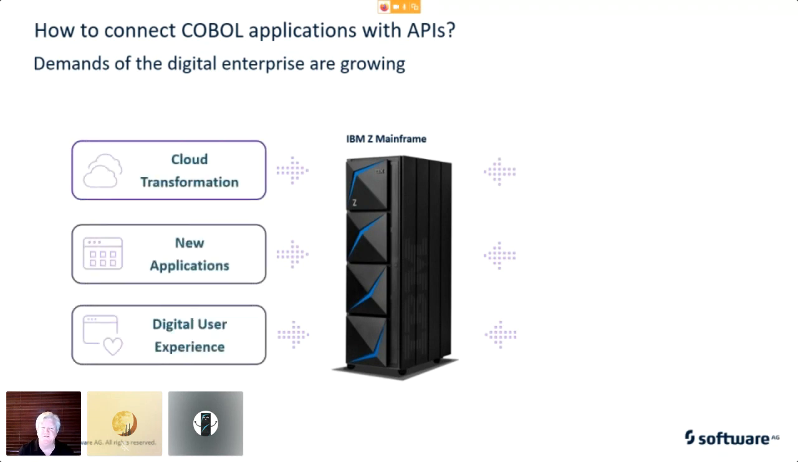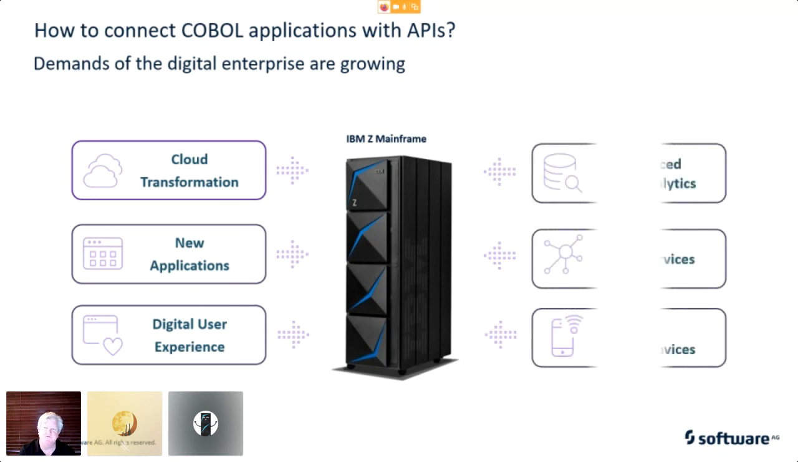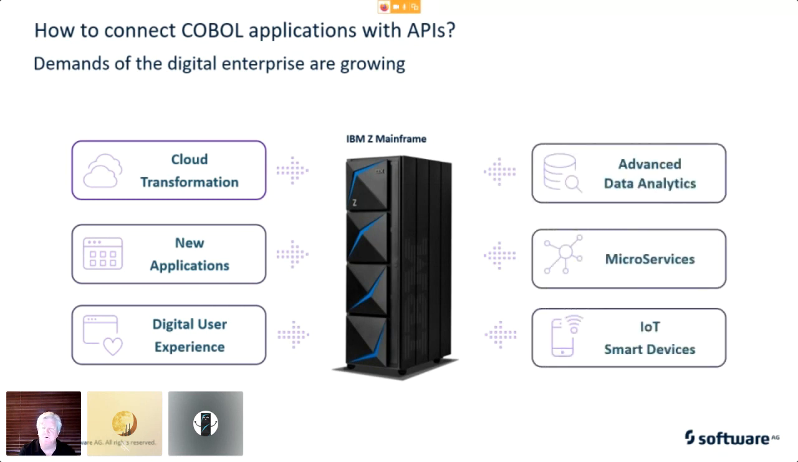So you're starting to see that cloud transformations, new applications are being built. As we said, that digital user experience. You know, I want it and I want it now. I want information at my fingertips. You're starting to see more of the advanced data analytics, streaming data analytics, the emergence of what we call microservices, those flexible, scalable services that can be deployed. But ultimately, a lot of those need to rely on the IBM mainframe backend systems.